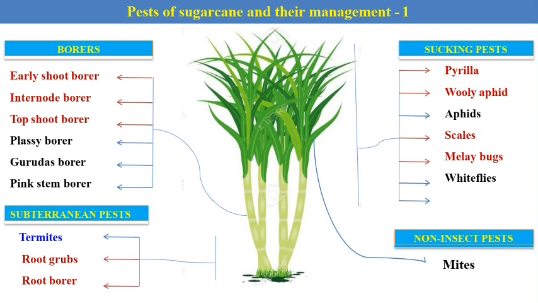And the third category is sucking pests. Sucking pests are those pests which have piercing and sucking type mouth parts, and they suck the cell sap from the tender or succulent plant parts. And the last category is non-insect pests. Here the non-insect pest is the mites. Then let us see one by one.